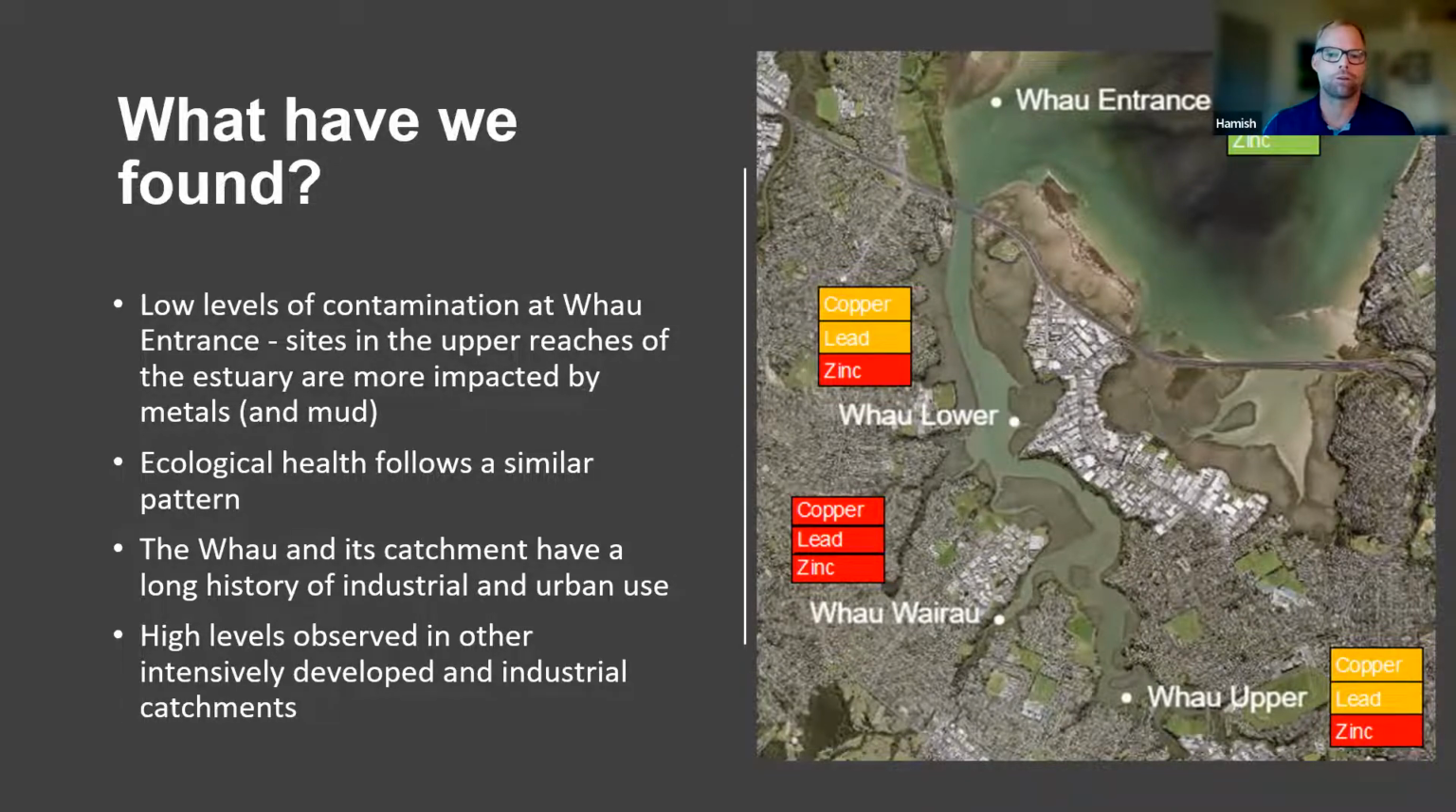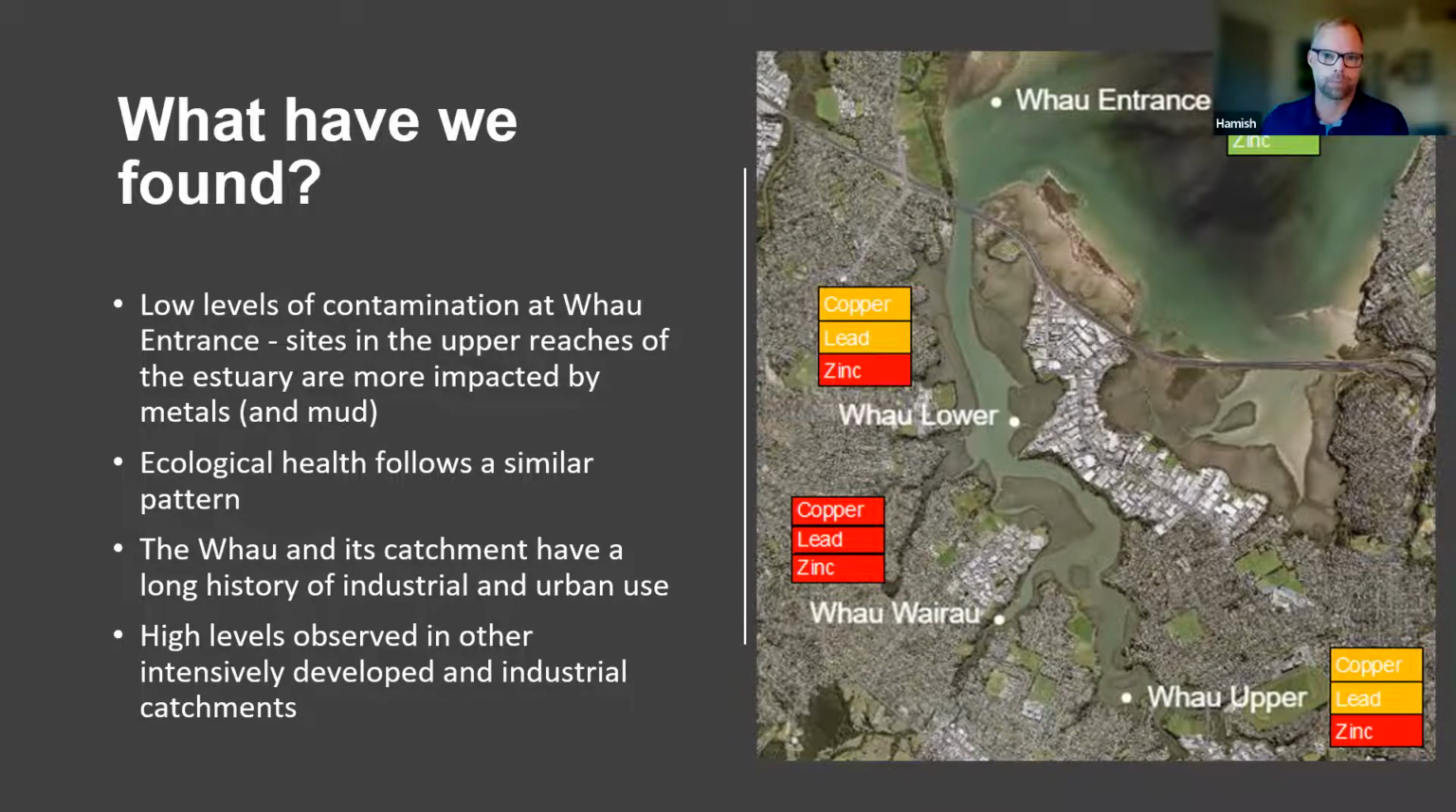And when we look at the ecological health of these areas, they really follow what we see in terms of that metal contamination. So quite a diverse community of animals at the entrance, less so as we make our way further up the Whau. The Whau and its catchment have a pretty long history of industrial and urban use, and it's this that has really caused, over time, the accumulation of metals in the estuarine sediment.